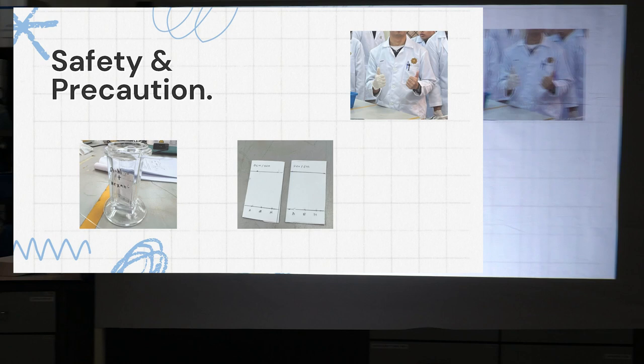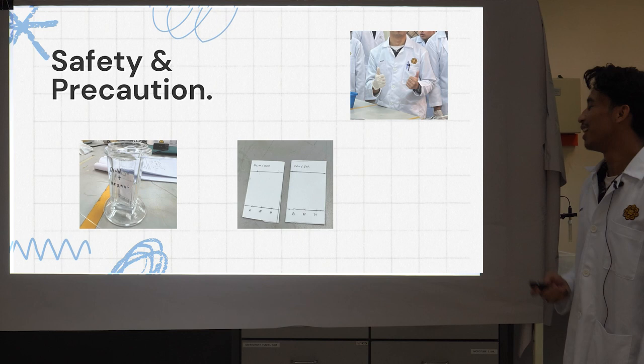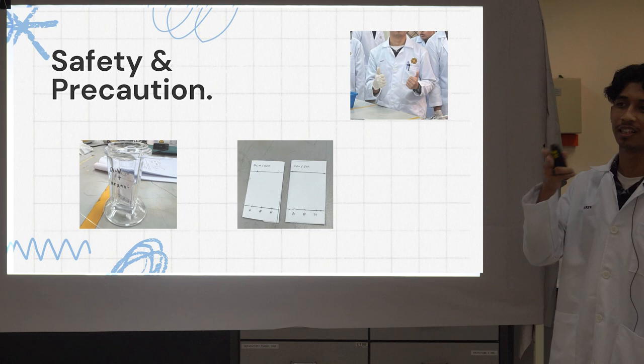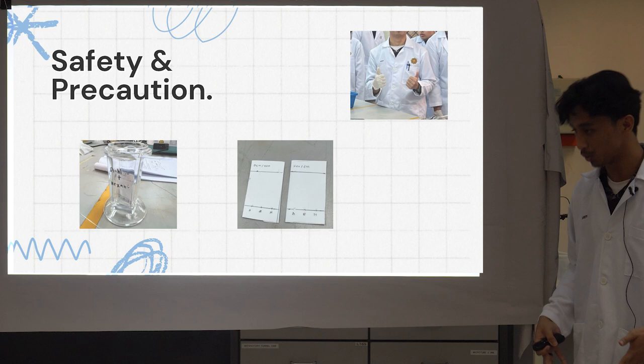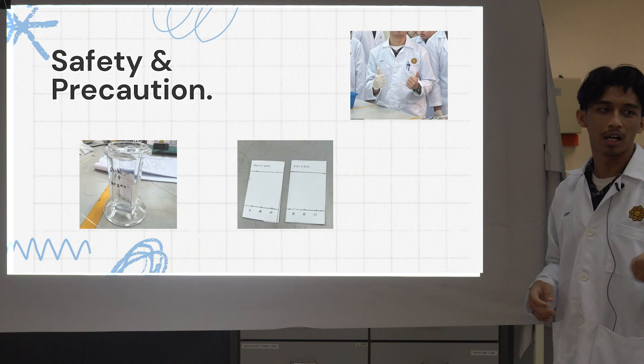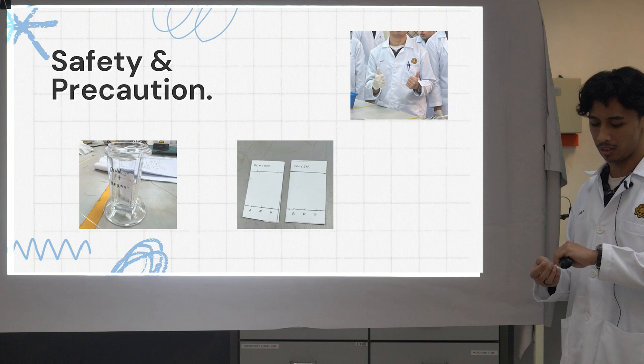Bismillahirrahmanirrahim. I'm Muhammad Arif Daniel, and I will explain about the safety and precautions during the experiment. We have been told that before we enter the lab, we need to wear a lab coat and also closed shoes. When we do the experiment, we are exposed to chemicals like acid or base that can harm our skin.